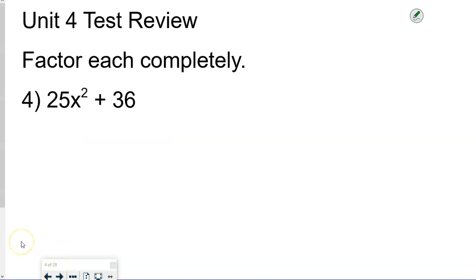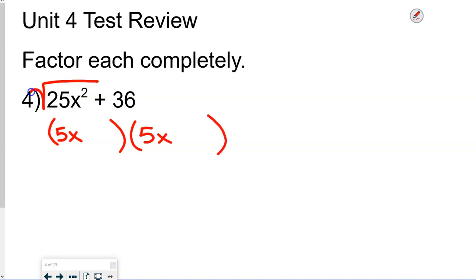So number 4, this one says to factor each completely. I again notice that my first and second terms, I should say here, are perfect squares. So I'm going to take the square root of 25x squared, and I'm going to put 5x here and 5x here. Then I'm going to take the square root of the 36, and I'm going to put 6 here and 6 here. Now, whoa, wait a minute. I got a plus sign here.